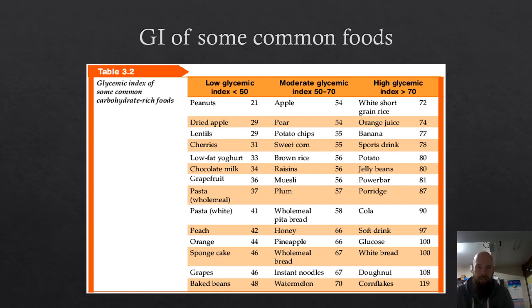So here's some common foods and how they rank on the glycemic index. You can see the difference in foods. The oranges, baked beans, chocolate milk, low-fat yogurts, they all have a relatively low glycemic index. Some are obviously higher than others, which would almost put them into that moderate glycemic index. And then you've got your high GI foods, which give you that real quick sugar hit: your orange juice, bananas, sports drinks, jelly beans, all the stuff that you're not supposed to eat all the time.